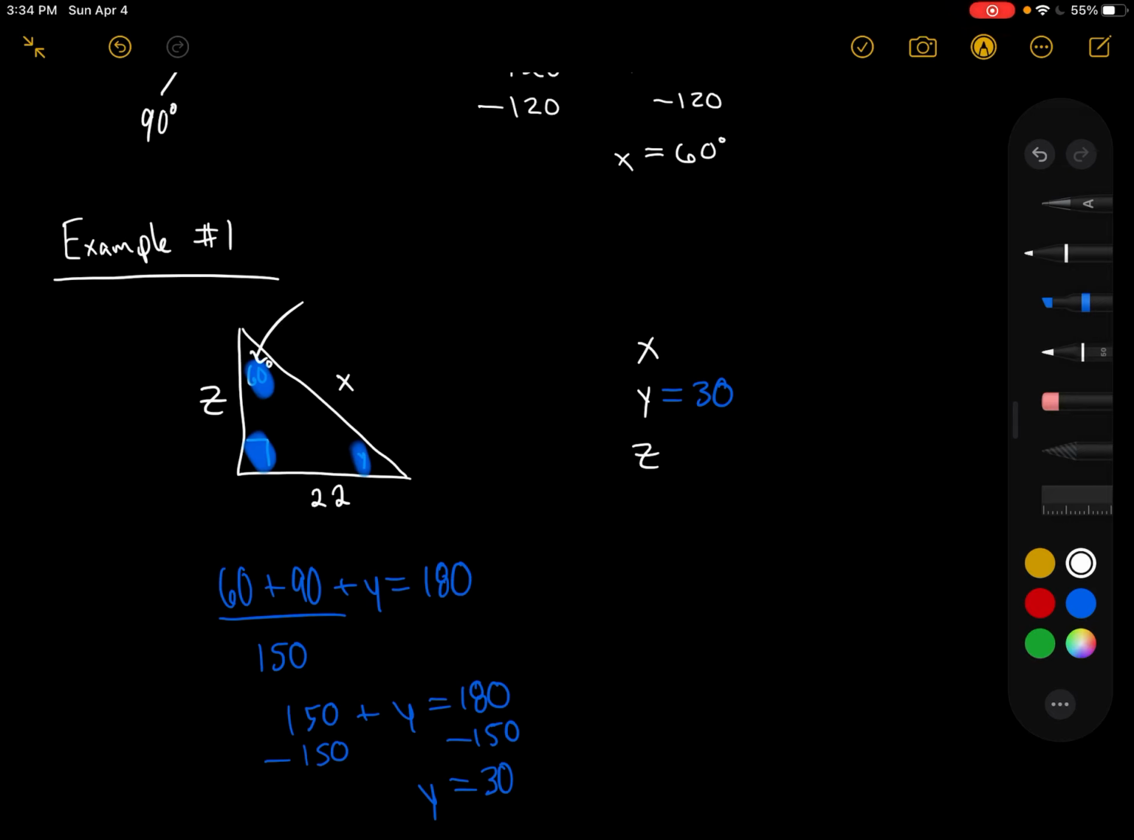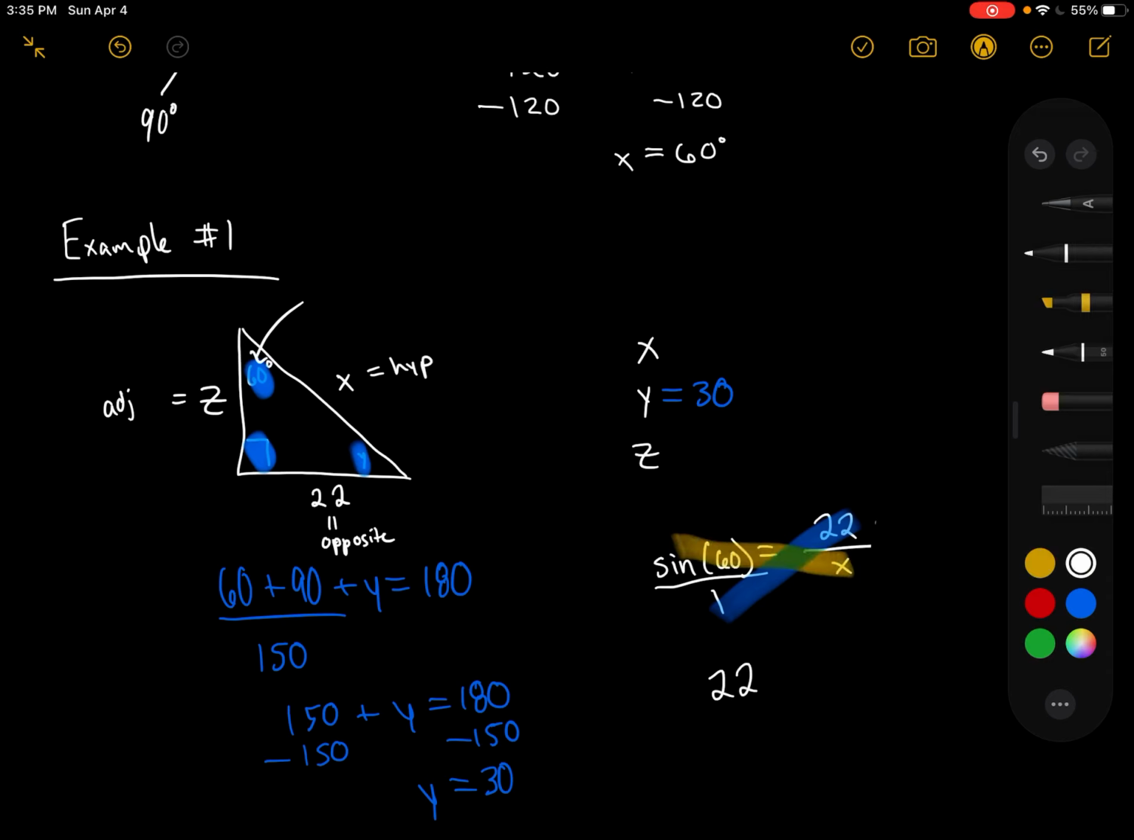So in this case, let's say we focus on our 60-degree angle. And based off of this, we can identify some things. 22 is our opposite side. X is our hypotenuse, and z is our adjacent. So if we want to solve for x first, we can use sine of 60 equals opposite over hypotenuse, so 22 over x. And then now we can punch some of these values in and get an answer.